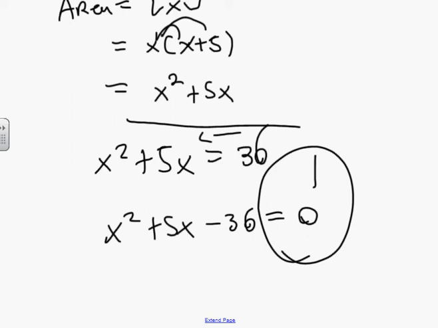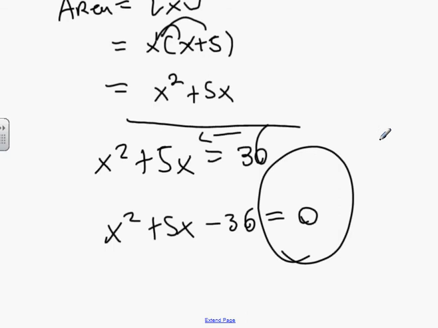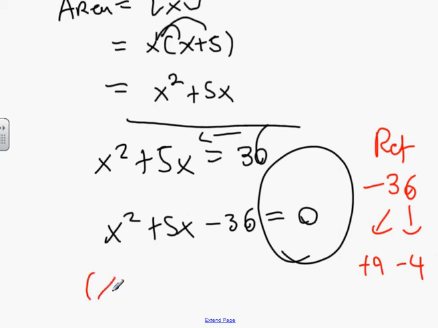Okay. Oisin, what's the reference number? 36. Nearly. Very close. Not 36 though. Minus 36. Minus 36 means it has a minus and a plus decision to make. I did mine differently. I did plus 9 minus 4. Plus 9 minus 4 is correct. How did you know it was plus 9 minus 4? Because they add up to give you the plus 5 in the middle. So x bracket, x bracket equals, and then what we're going to have? x plus 9, x minus 4 equals 0.